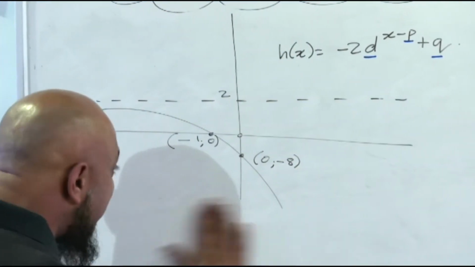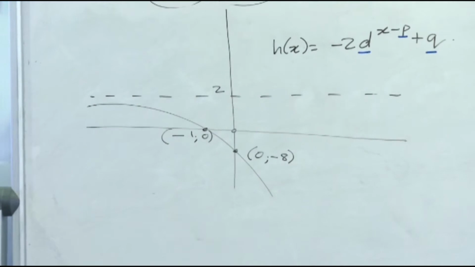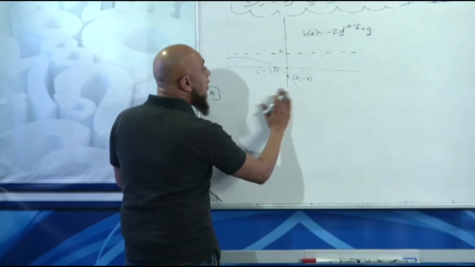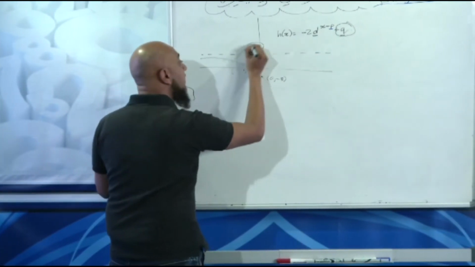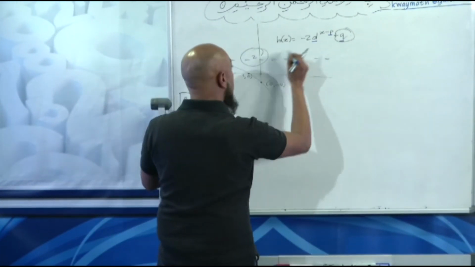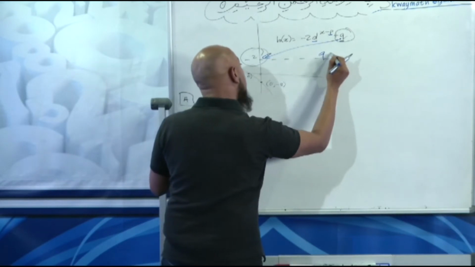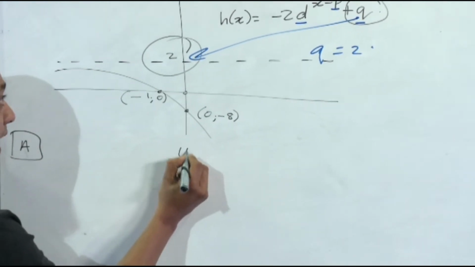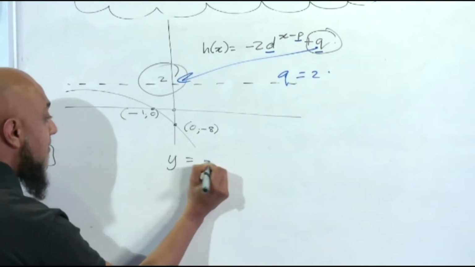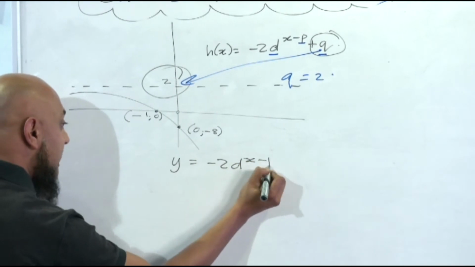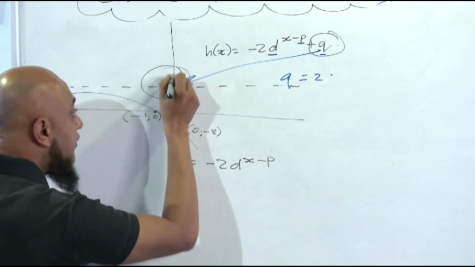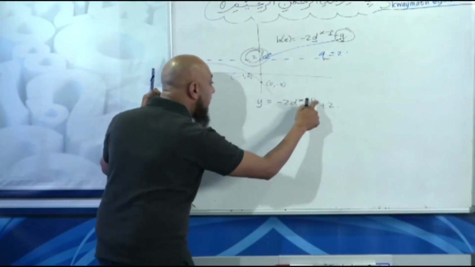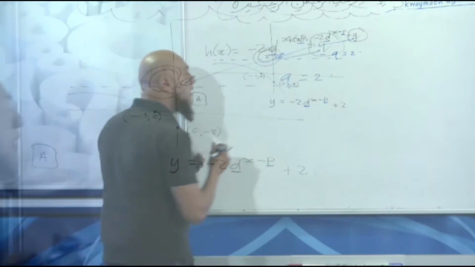Okay, where do we start here? In your answer, I've got 2 coordinates. We already know the q value is my asymptote. And what's my asymptote here? 2. So I already know that q is equal to 2. So what do I have? h(x), which is y, is equal to -2d^(x - p). We already have the q value of 2, so I just plug it in here, plus 2. We're now short of d and p. These are the only 2 values that we are short of.